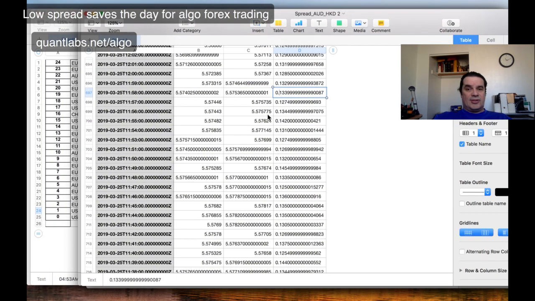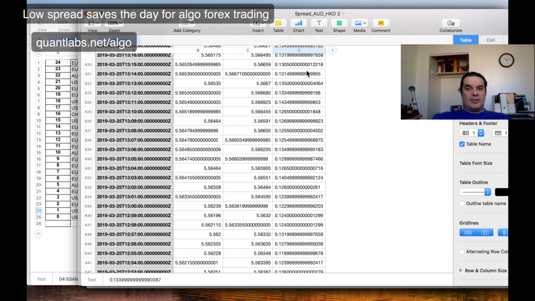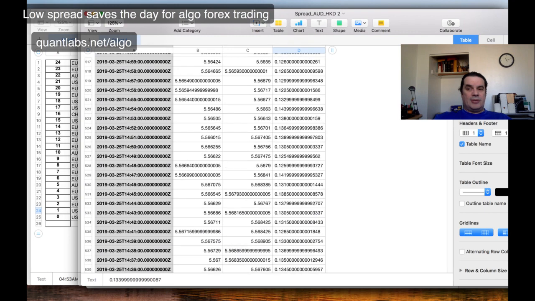Another one, let's do, this one's pretty low as well. As you can see, this is just as tight as the Euro US dollar. Australian Hong Kong dollar, which my system 24 hours ago was taking on positions with the Asian markets.